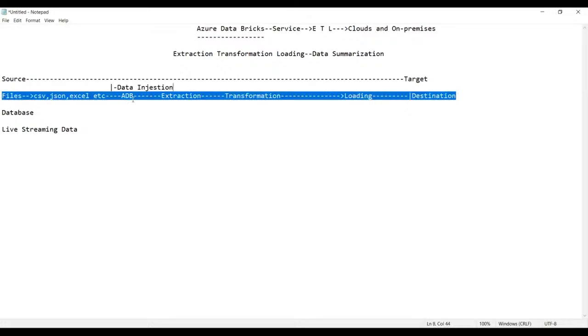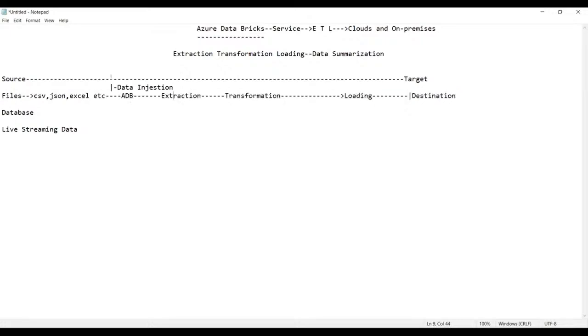So this is how we can make it out. In the same process, even if the data has to be accessed from a database, we use ADB, Azure Databricks, to pull in the data. Again the same process: E, extraction. Then T, transformation. Finally we do the loading, which is the final process, into the destination. The destination is the actual target you have. Getting my point, all of you?